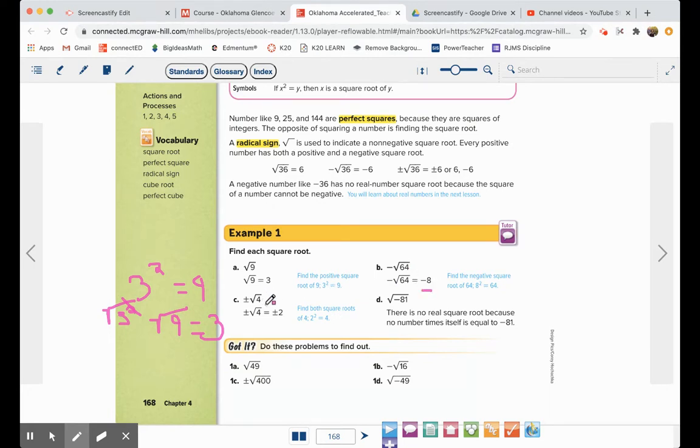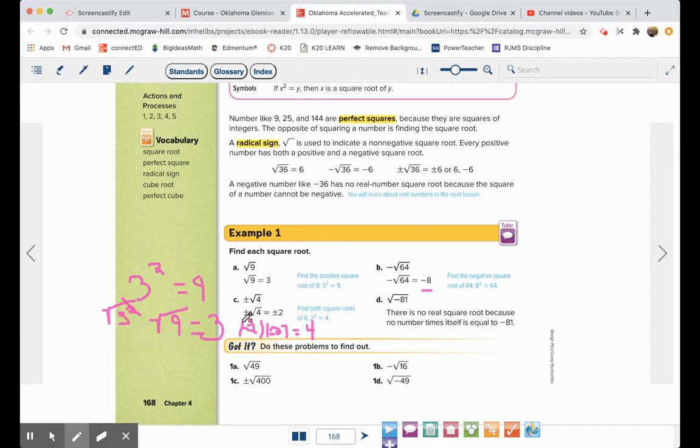Now, on C, we have plus minus the square root of 4. That means they want both the positive and the negative answer of the square root of 4. I'll use 2, and I'll do it again whenever I'm showing you your problems. When you have 2 times 2, that equals 4, okay? But if you have negative 2 times negative 2, that also equals 4. Both of those equal positive 4.